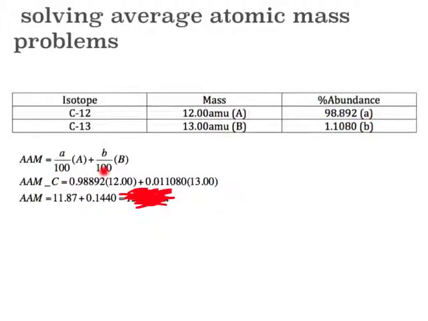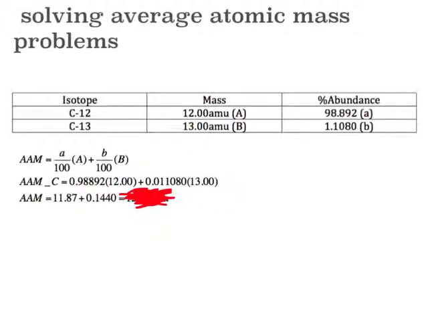Same here. Okay, so as I go along, I have 0.98892 times 12. So this number, percentage-wise, times this. And then this number, percentage-wise, times this. I end up with 11.87 from this number, and I end up with 0.1440 from this number. Now I'm simply going to add them together to get my final mass. What is my final mass? Bring your answer to class.